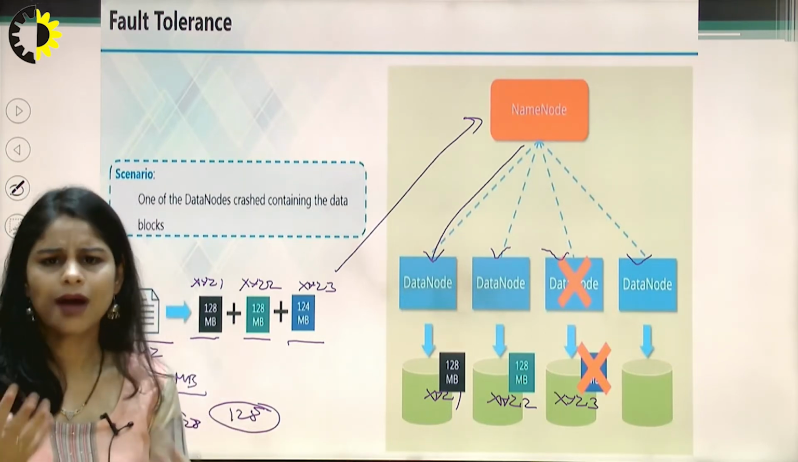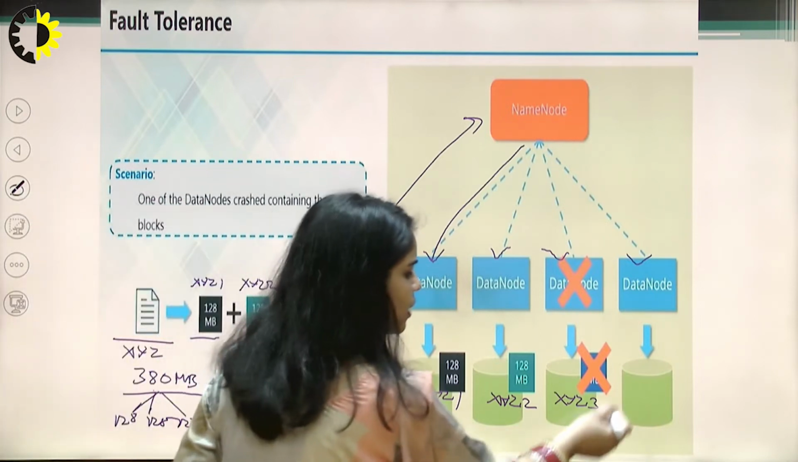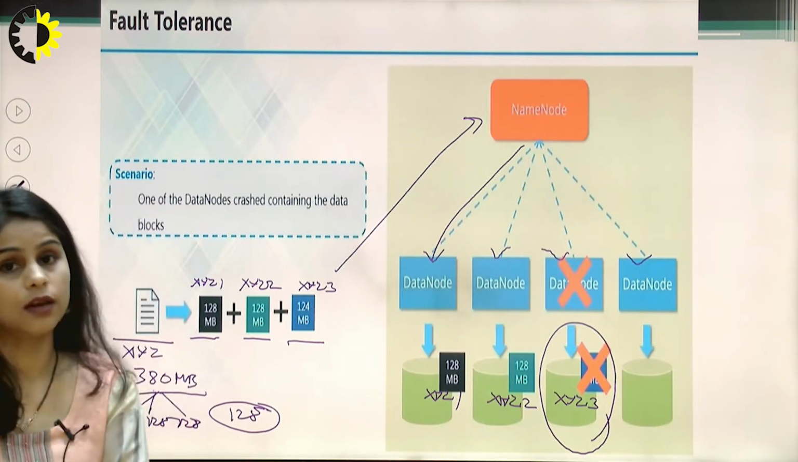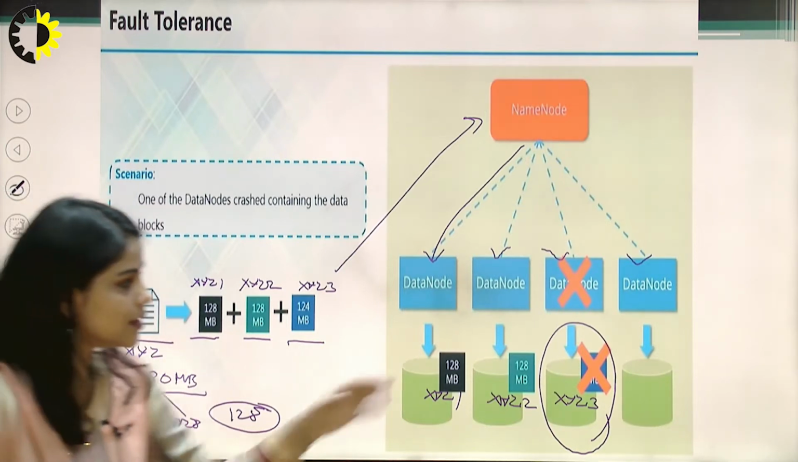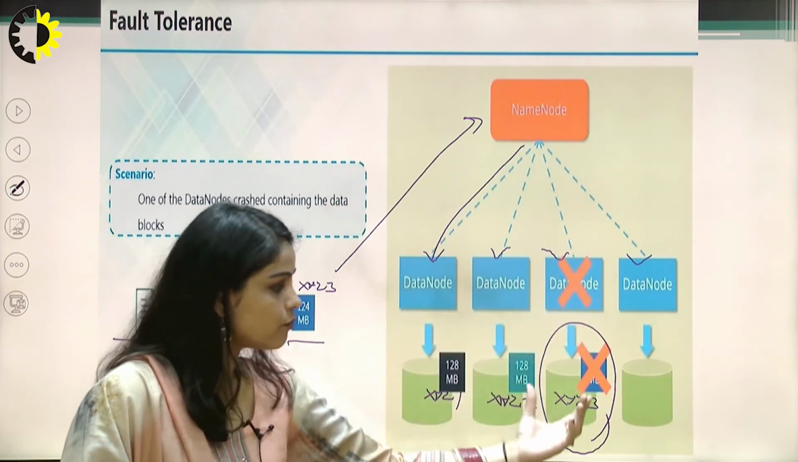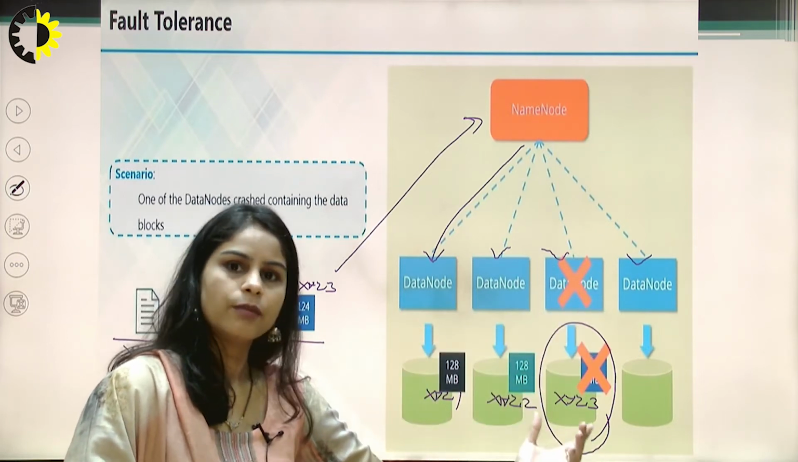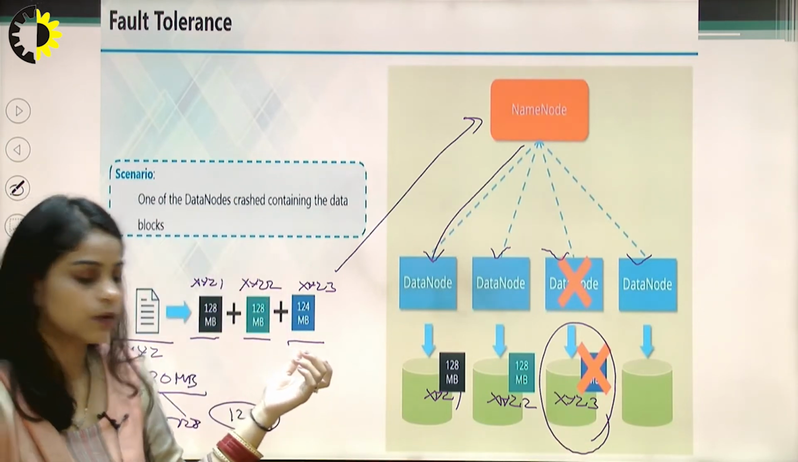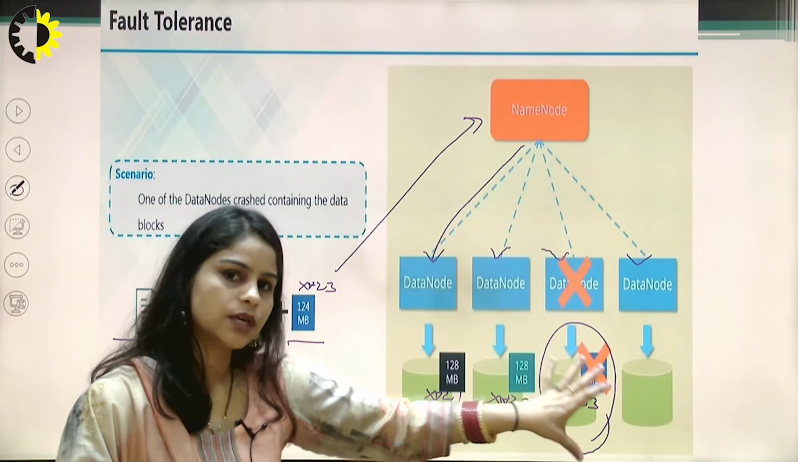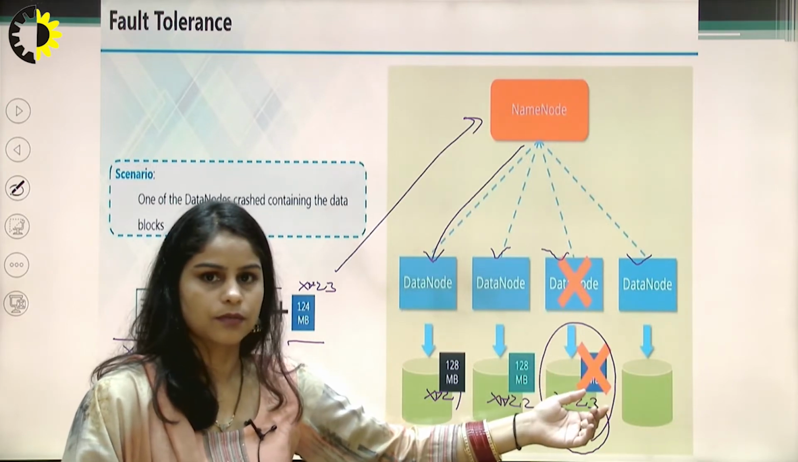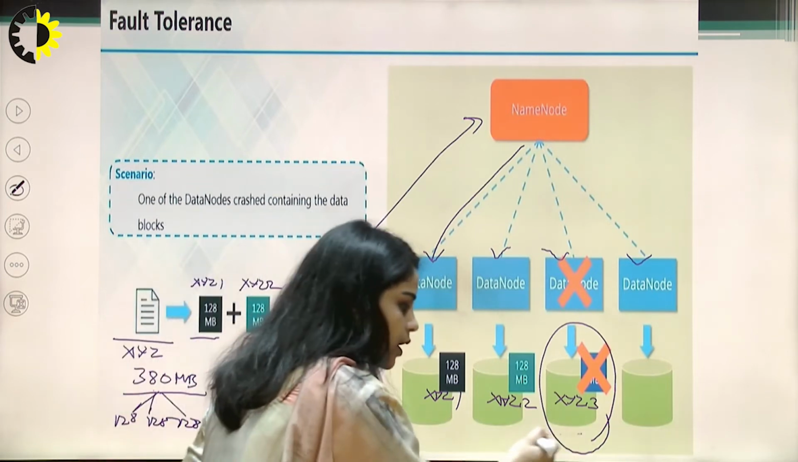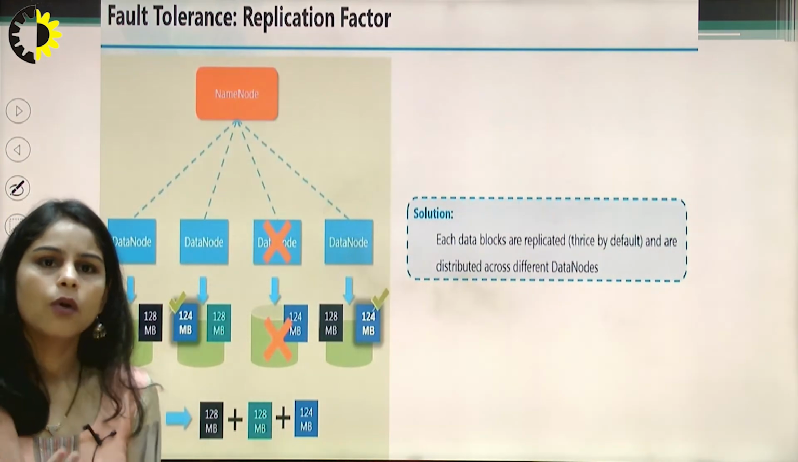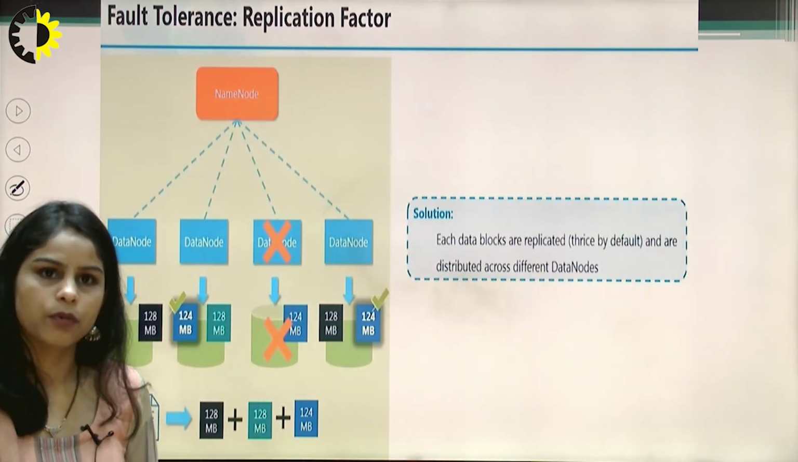Now imagine what happens at a certain point of time if this data node stops working or fails. If this data node stops working, I have no other option. I will lose this data block called XYZ3. It means the entire data which was stored here must be lost. There is no recovery of this data. So how is HDFS going to solve this problem?